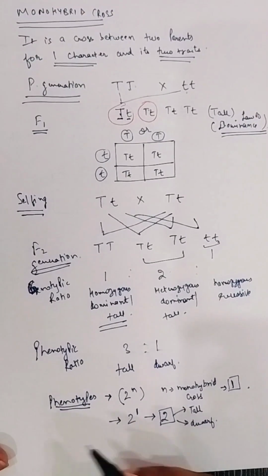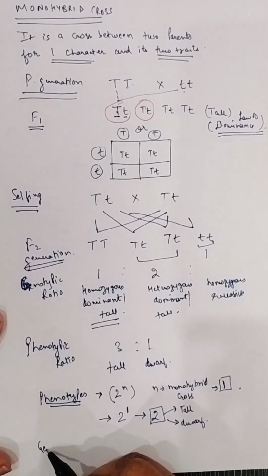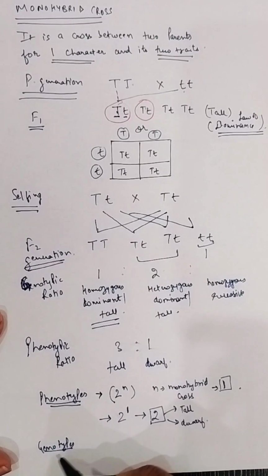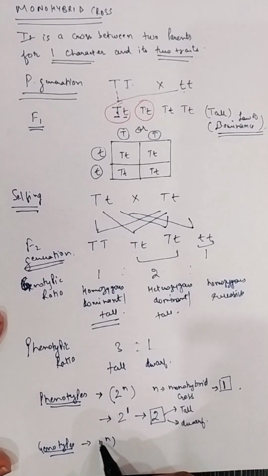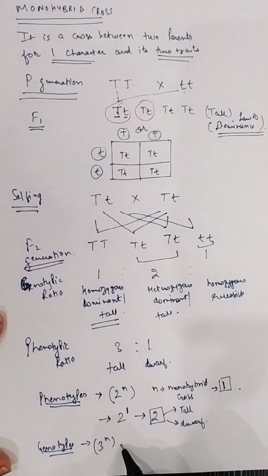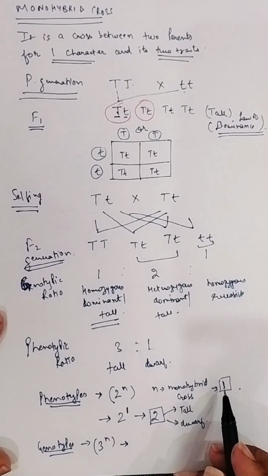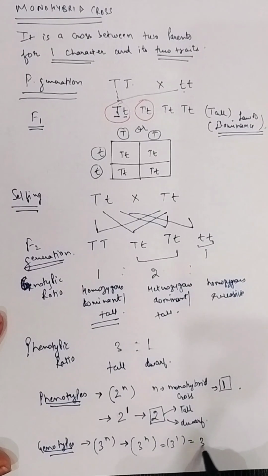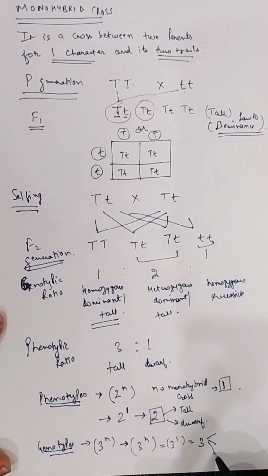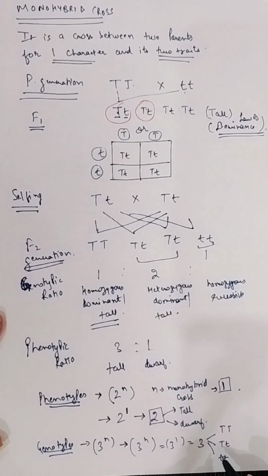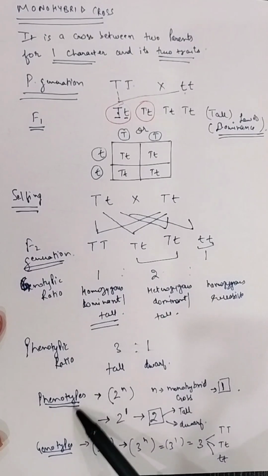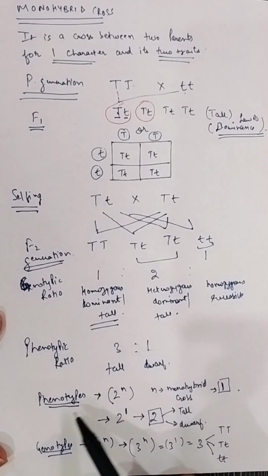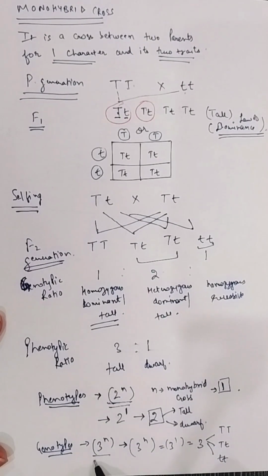Now if we want to get the genotypes, there will be little bit change in the formula, that is 3 raised to the power n, where again n will be 1 for monohybrid cross. So 3 genotypes are there, as you have seen: capital T, capital T, capital T, small t, and small t. So in order to get phenotype and genotype, there are these formulas.